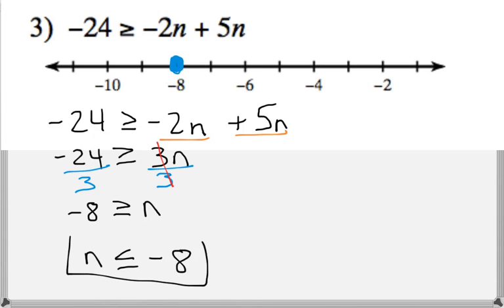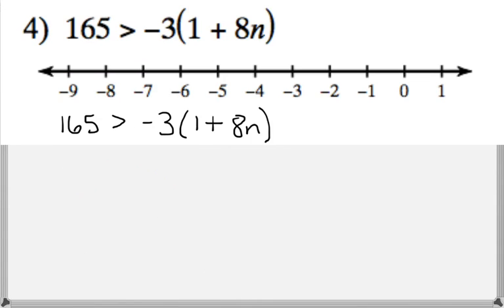And we need to know what side of that dot is less than. Well, that'd be over here to the left, because we wanted n is less than. Everything less than that circle goes over here to the left. Don't forget to draw your arrow, and you have answered example number 3. Let's look at a fourth example.